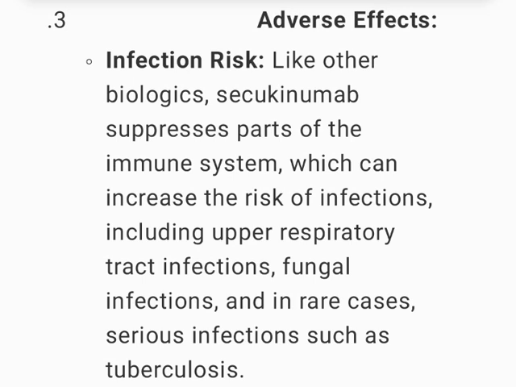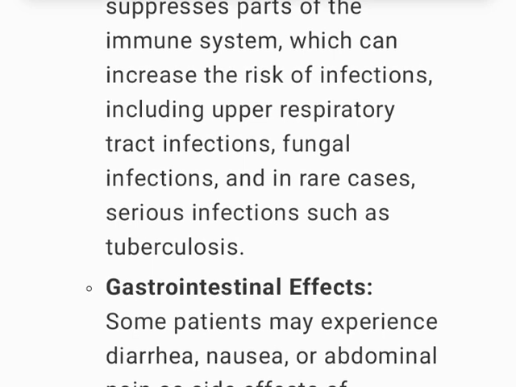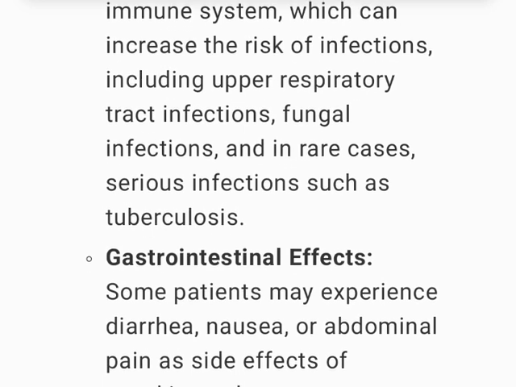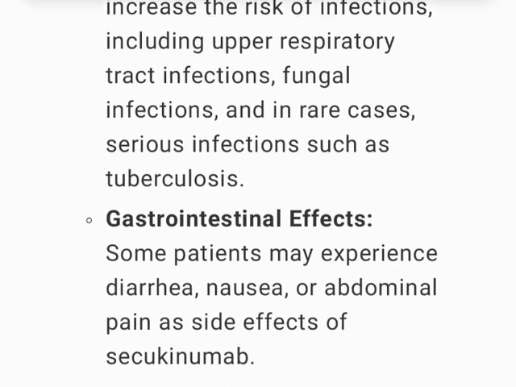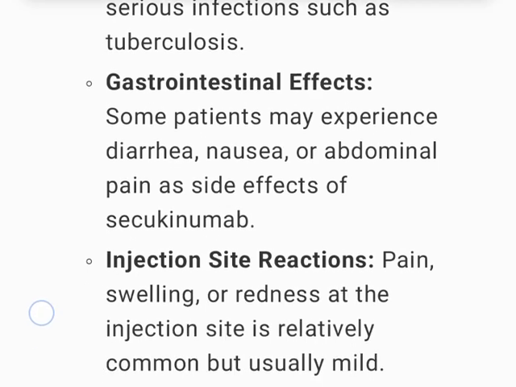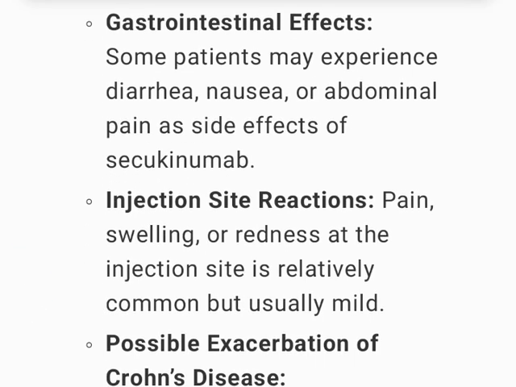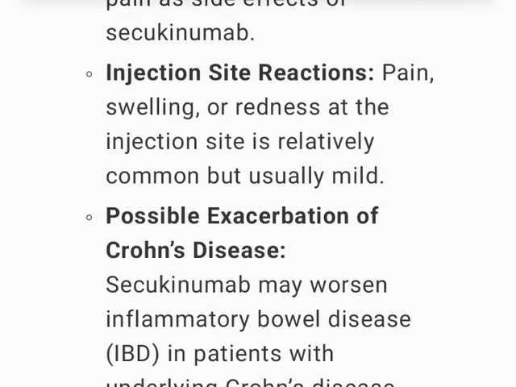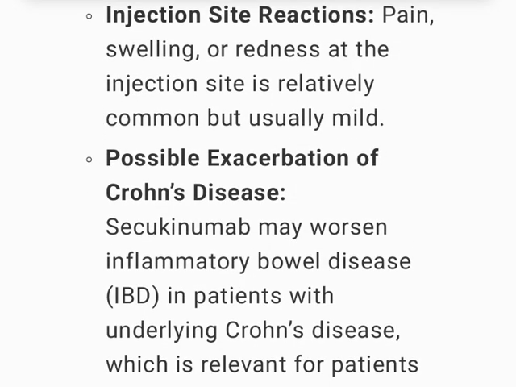Like other biologics, secukinumab suppresses parts of the immune system, which can increase the risk of infections, including upper respiratory tract infections, fungal infections, and in rare cases, serious infections such as tuberculosis. Gastrointestinal effects. Some patients may experience diarrhea or abdominal pain as side effects of secukinumab. Injection site reactions. Pain, swelling, or redness at the injection site is relatively common but usually mild.